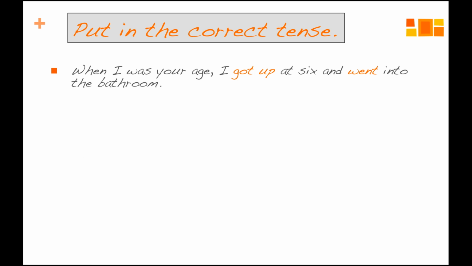This is your first sentence. When I was your age, I got up at 6 and went into the bathroom. Now the past tense is already established in that subordinate clause, when I was your age, and then it's two actions, one after the other. It's not being in the middle of doing something. It's also a habit, a repeated action. I always got up at 6 and went into the bathroom. So we've got the simple past in both gaps here.